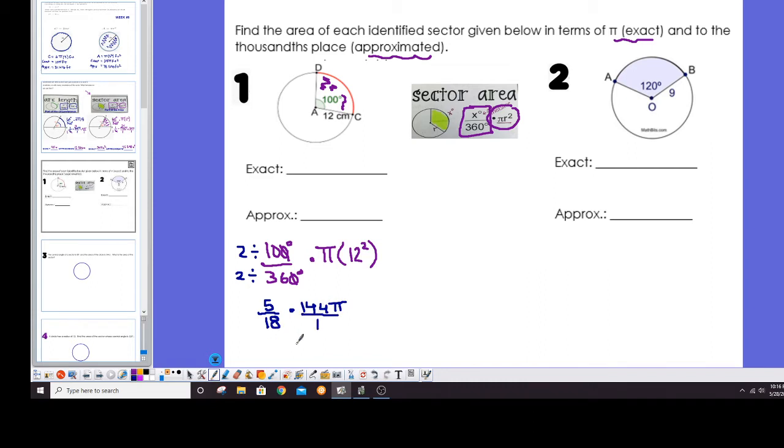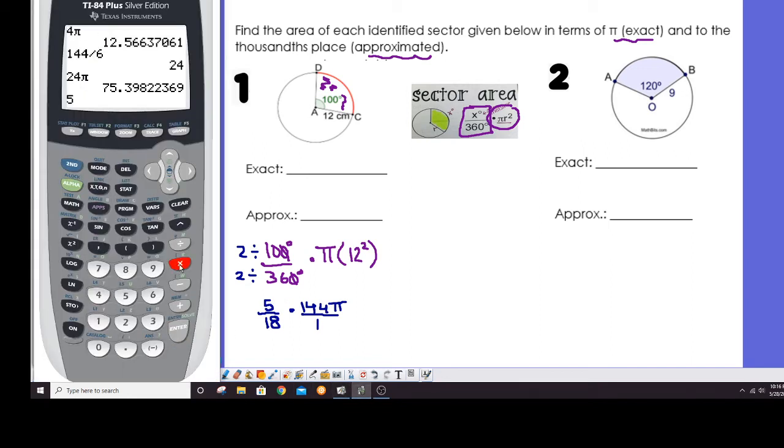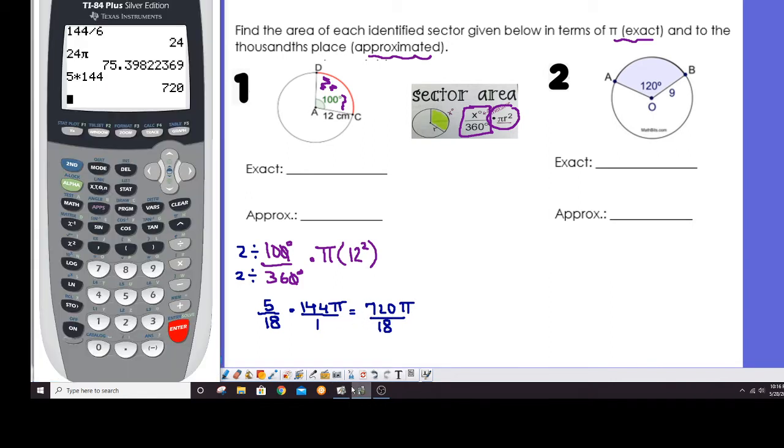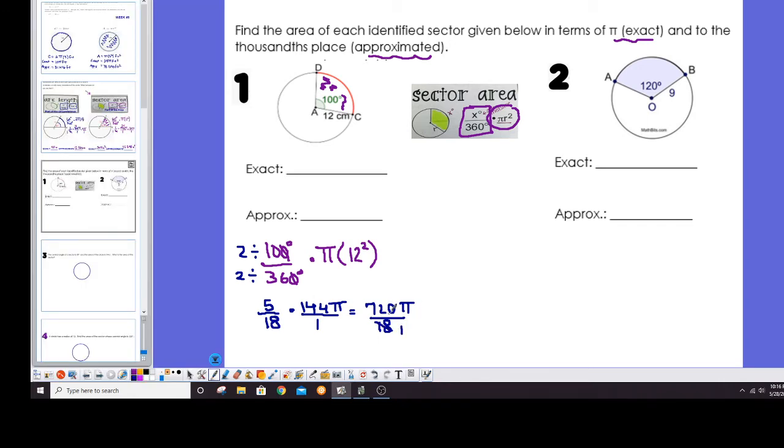So I have some big numbers here. It's okay because I don't want to cross cancel here. I'm just going to multiply straight across and then simplify. So I have 5 times 144. That gives me 720 pi. Don't forget about that pi. And then 18 times 1 is 18. And I'm pretty sure 18 goes into 720. Let's see. It sure does, 40 times. So 18 goes into 18 once, 18 goes into 720 40 times. So I'm left with 40 pi.